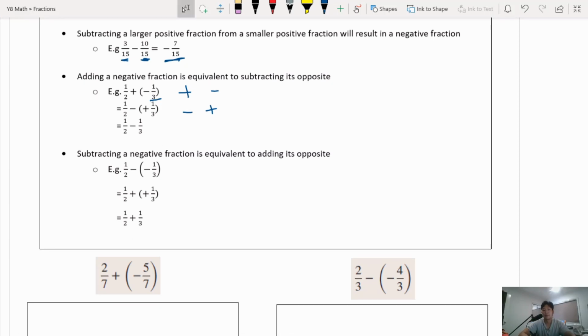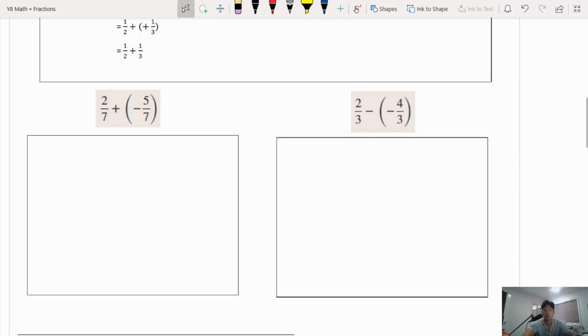The last rule we need to know for adding and subtracting negative numbers or fractions is that subtracting a negative fraction is equivalent to adding its opposite. I have an example once again right below where it's subtracting a negative number. Remember, when we have two negatives right next to each other, it just becomes a positive. So in the end, half minus negative a third becomes half plus a third. Now let's go through a couple of sample questions just so we can really get our head around this.